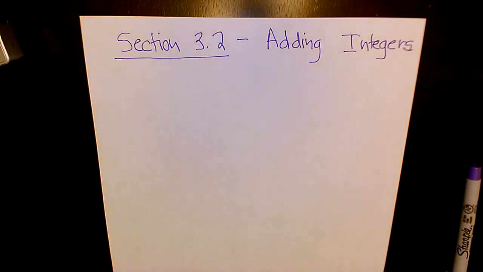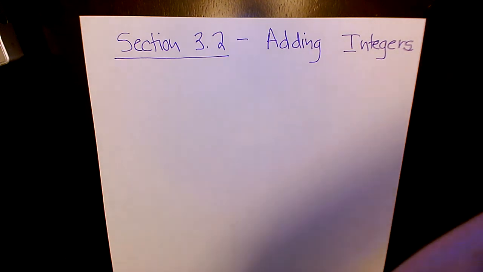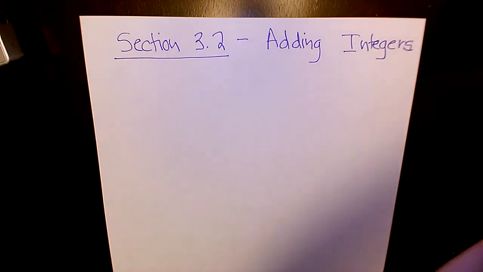Okay, this is the next section, section 3.2. We're going to be adding integers. In 3.1, we learned all about the integers, absolute value, opposites, evaluating, and in this section we're going to be adding them. You might already know how to add them. If you don't need to draw them out, you don't have to, but I'm going to draw them out just for people who are having trouble.